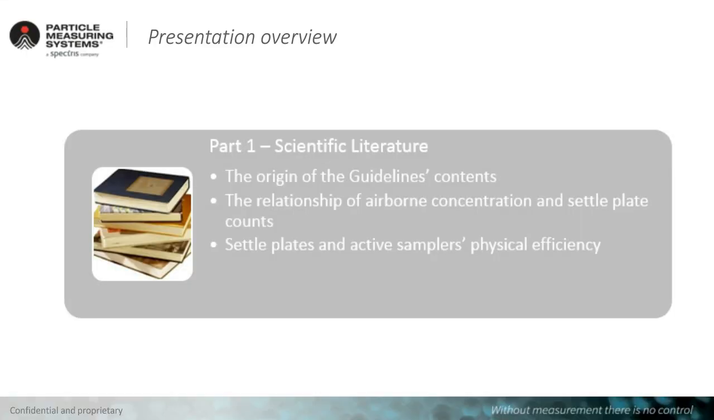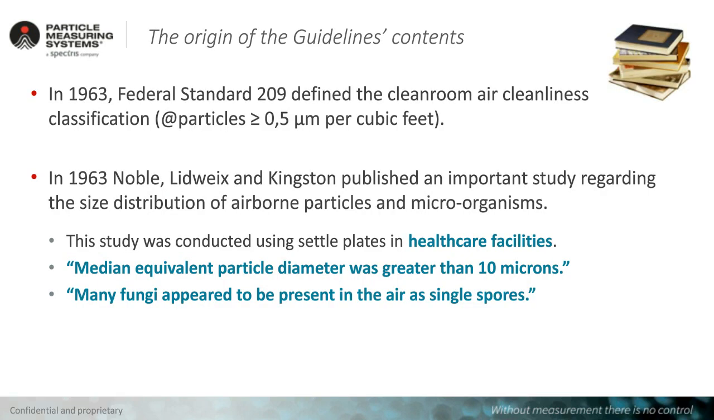So, as I promised, we will now go into the literature of today's talk and where all of this comes from. Originally, and this is really surprising, in 1963 the first Federal Standard 209 defined the cleanroom air cleanliness classification. That standard talked about particles around 0.5 micron and how they are expected in terms of contamination per cubic foot.